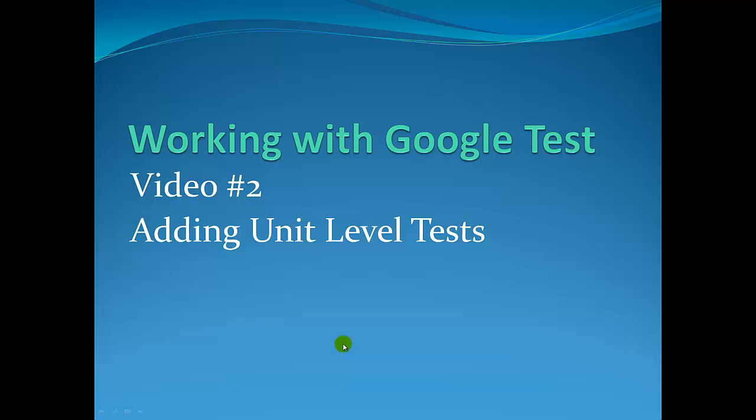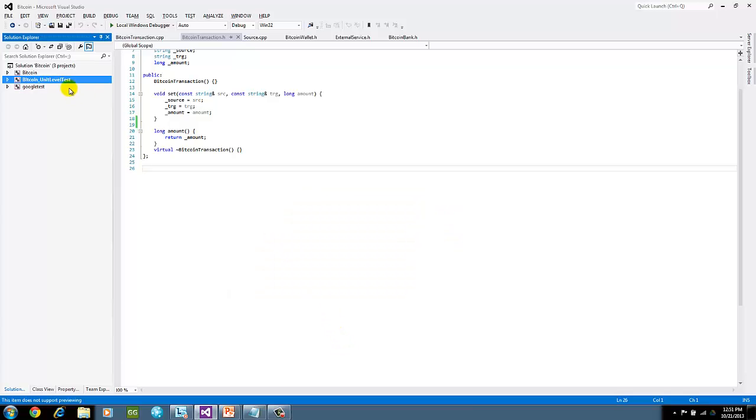This is the second video in a series of videos on how to use Google Test in Visual Studio 2012. In our first video, we created a solution that had 3 projects. The first project was the project that we are trying to test. The second was the Google Test project, which contains a static library for Google Test. And the third, a Bitcoin unit level test. That's where we're going to store our unit level tests.